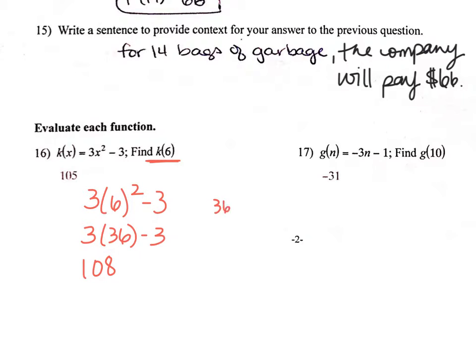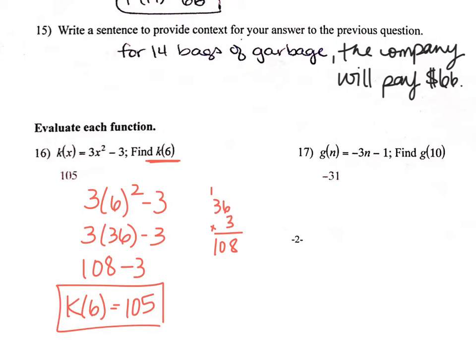So you can just do this little math off to the side for yourself. 3 times 36 is 108, minus 3, that's where you get the 105. Just making sure you know how to do that. The better way to write your answer is going to be k of 6 equals 105. That's the best way to write that answer.